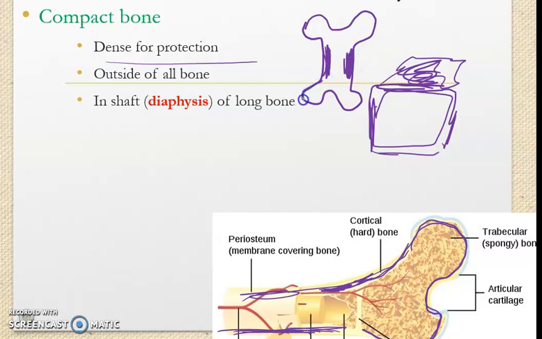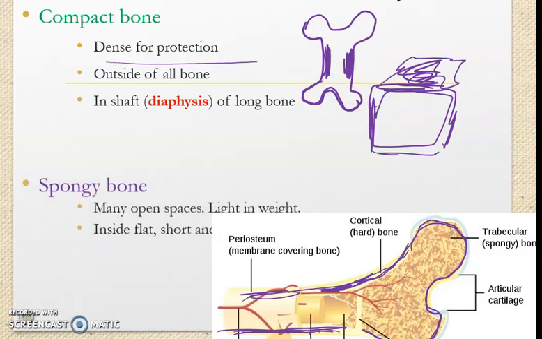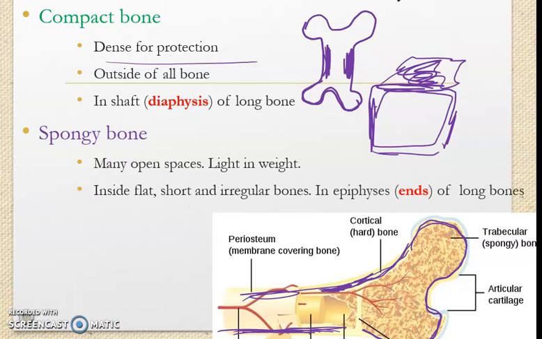And it's going to be in this outer part right there. Now, the other type of bone is called spongy bone. It looks like a sponge. It's light in weight. If our bones were solid, they would be so much heavier, and it would require so much more muscles. We'd be so big we couldn't move.